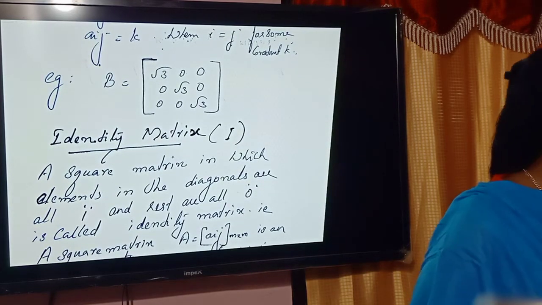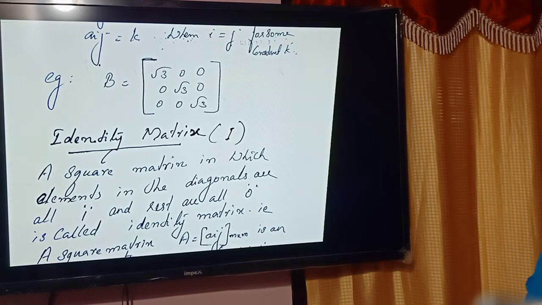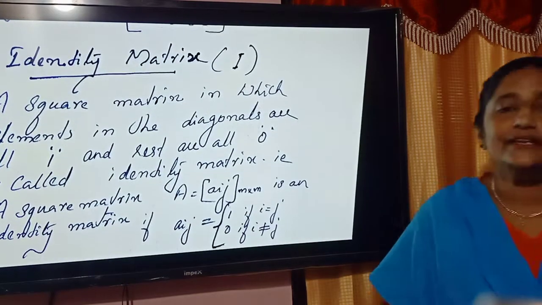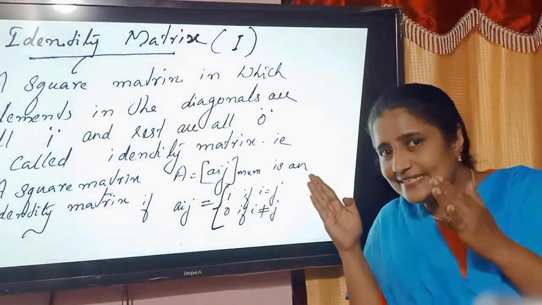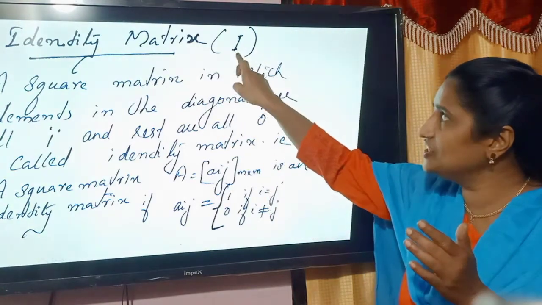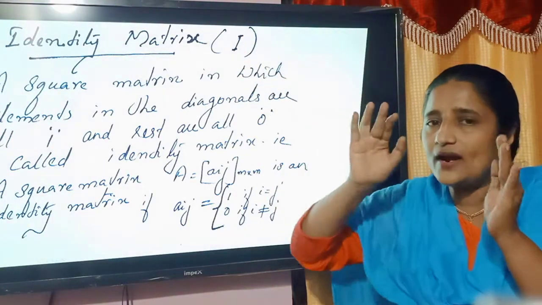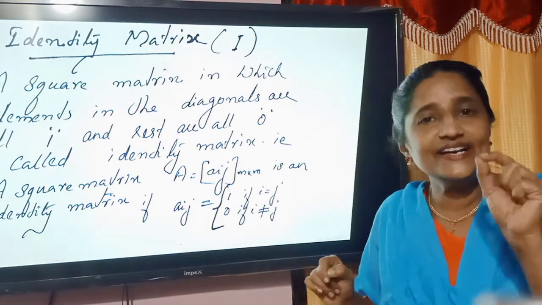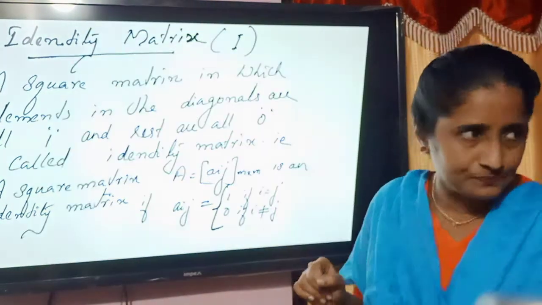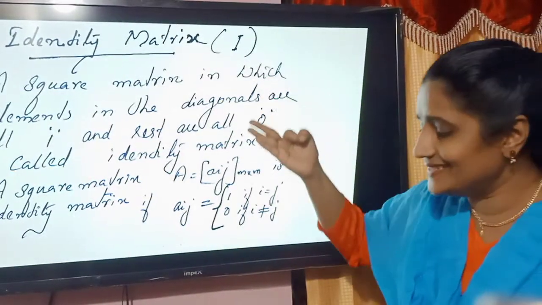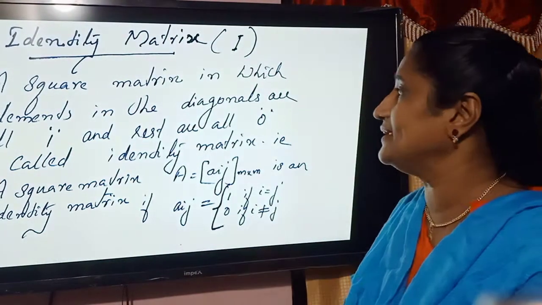Now, the next is the identity matrix. You can see that in the identity matrix, I write here 1. It is not 1, it is I. The representation of the identity matrix is capital I. Now, we can see what the definition of an identity matrix is.